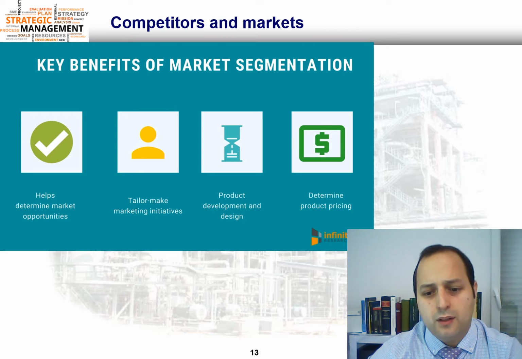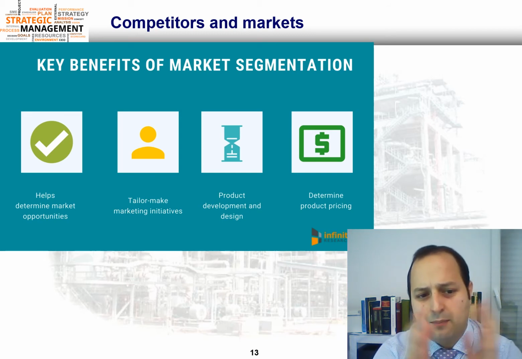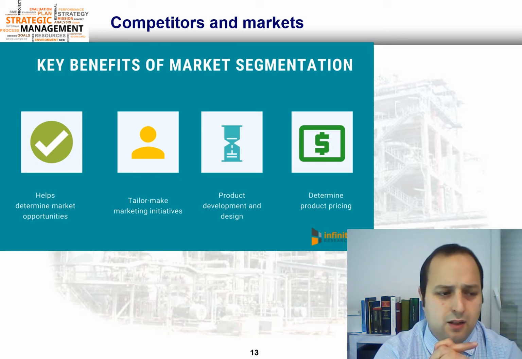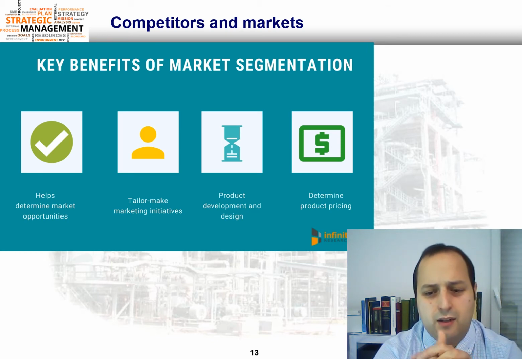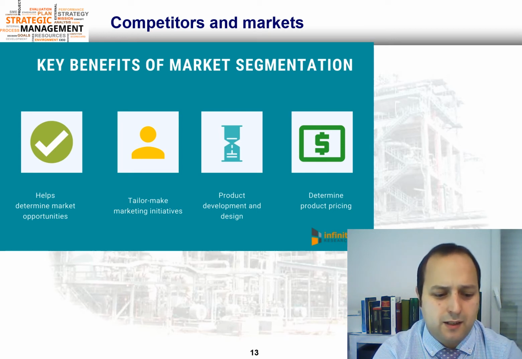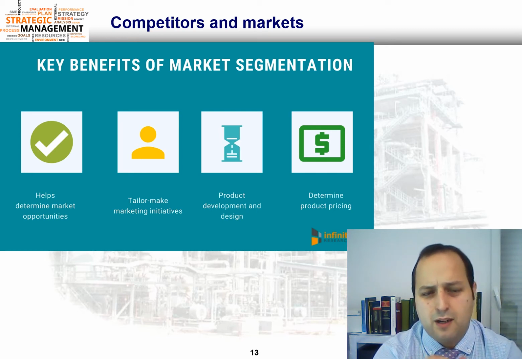And why do we use market segmentation? Why is market segmentation used in strategic management? Well, here you can find just 4 examples of the key benefits of market segmentation. It helps to determine market opportunities depending on which are our main clients. We can see which market segment is empty and which market segment we can focus on.